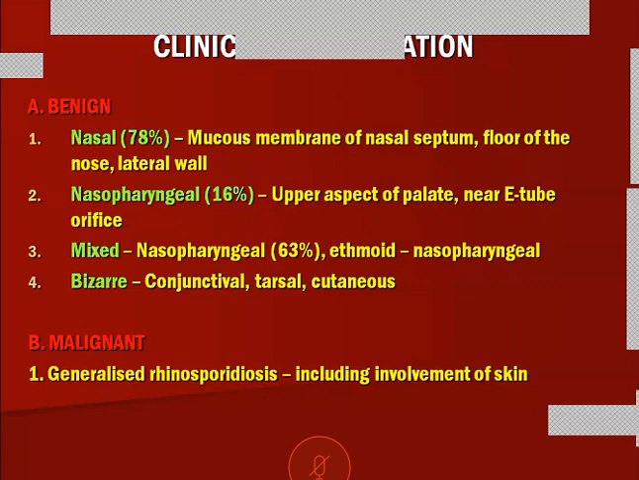In benign conditions, the majority of rhinosporidiosis is nasal. Only 16% of cases are exclusively nasopharyngeal. Mostly nasal and mixed types occur: 63% are mixed type, involving the ethmoids and all the sinuses along with the nose and nasopharynx. Then there is the bizarre type, which may involve the conjunctiva, tarsal or cutaneous sites. Malignant is generalized rhinosporidiosis, including involvement of the skin, liver, and everything.